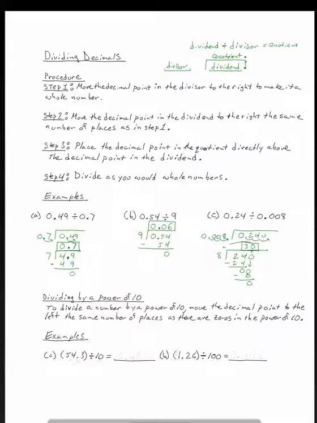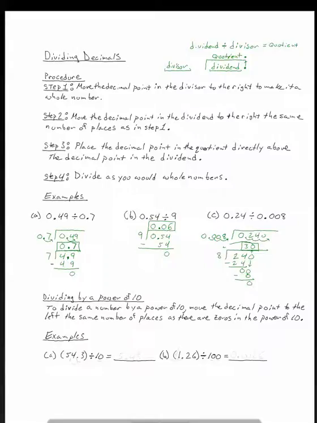So now we want to talk about dividing by a power of 10. This is very similar to multiplying. If you remember, multiplying by a power of 10, we move the decimal to the right as many places as there are zeros in the power of 10. When we're dividing, since it's the opposite of multiplication, we're going to move to the left. So to divide a number by a power of 10, move the decimal point to the left the same number of places as there are zeros in the power of 10.